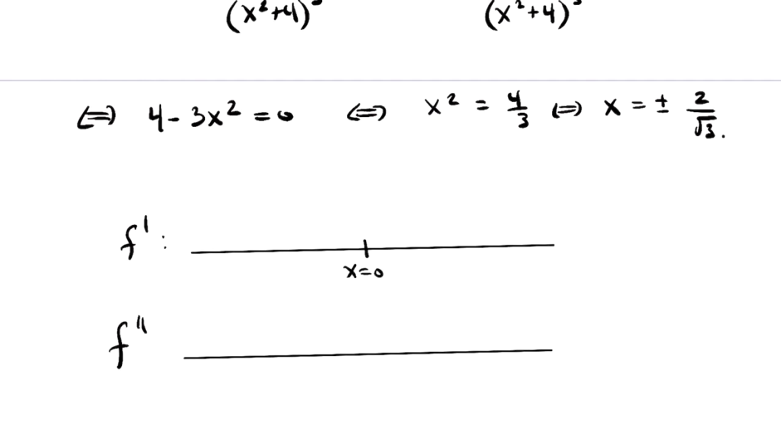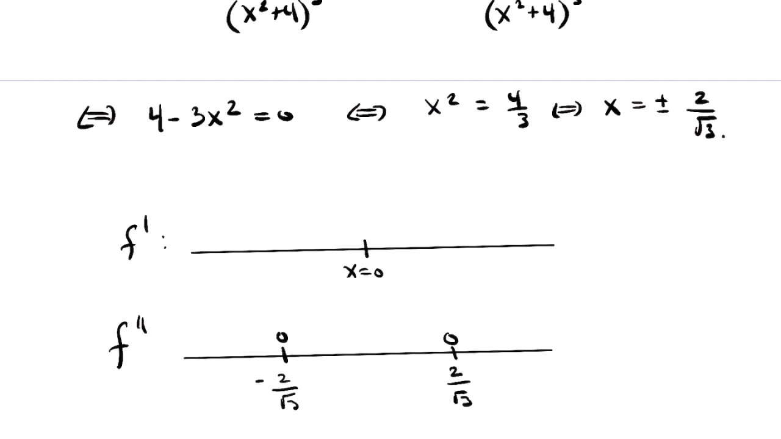On f double prime, I'm going to mark these two numbers, negative 2 over the square root of 3. It's about negative 1.1 or so, and it's positive. Those two numbers make the second derivative 0. Okay, and now I have to fill in the signs.